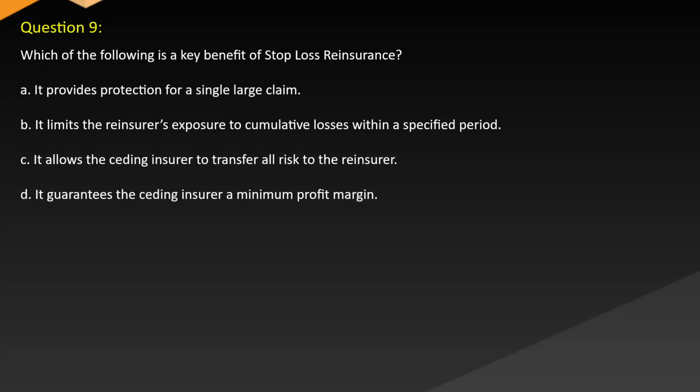Question 9. Which of the following is a key benefit of stop-loss reinsurance? A. It provides protection for a single large claim. B. It limits the reinsurer's exposure to cumulative losses within a specified period. C. It allows the ceding insurer to transfer all risk to the reinsurer. D. It guarantees the ceding insurer a minimum profit margin.